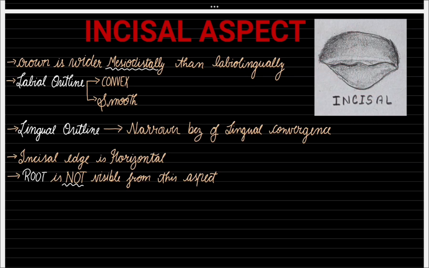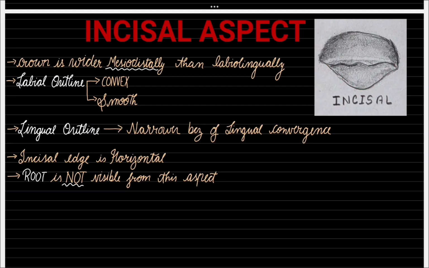Now from the labial outline, you can see here it is a clear convexity which is smooth. There are no depressions over here, no elevations. So the labial outline will be convex. Now the lingual outline, as we know from the lingual side, the crown will show lingual convergence. So the lingual outline will be narrower because of lingual convergence.